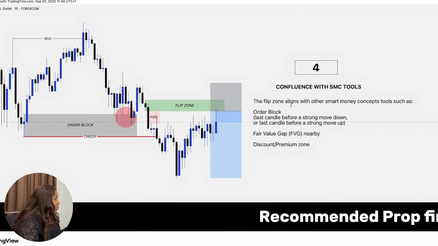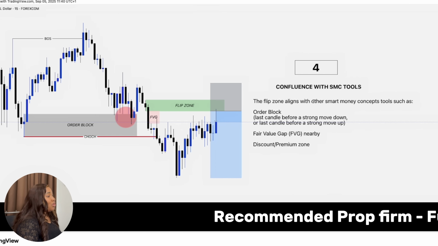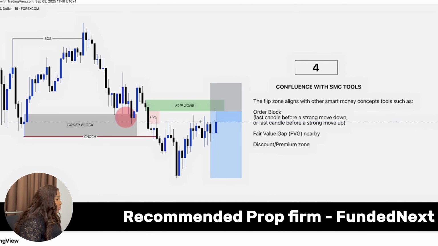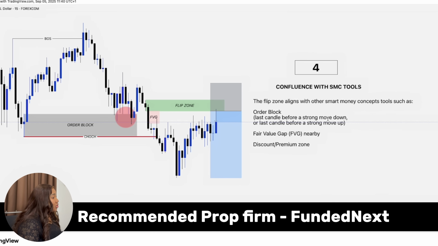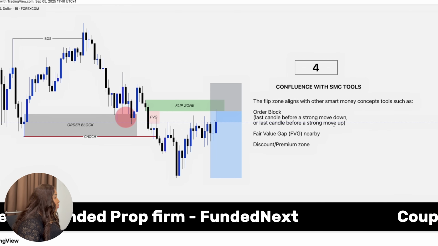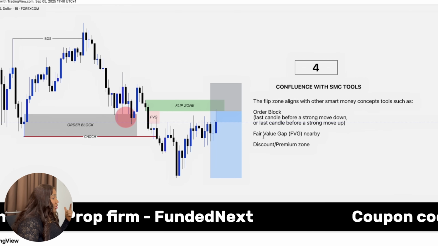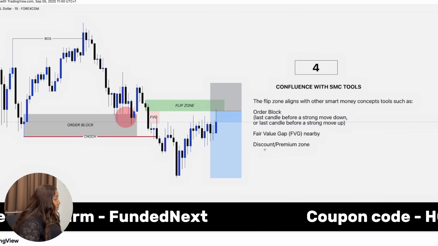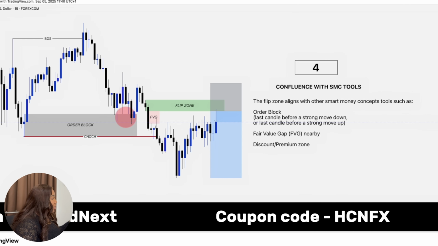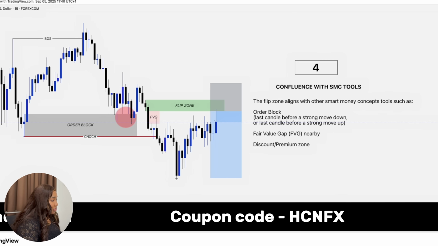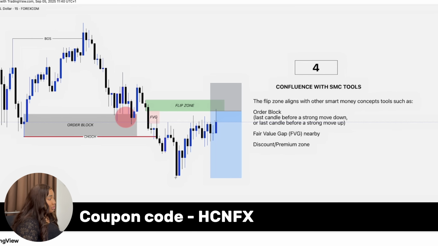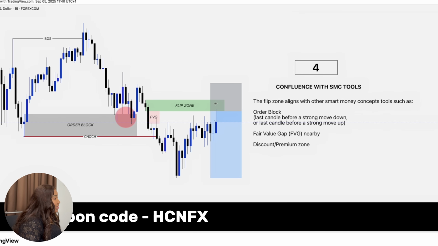Now, the flip zone aligns with other smart money concept tools, such as order block. So when mapping out your order block, you look out for the last candle before a strong move down or the last candle before a strong push up. And you can also make sure that there is fair value gap nearby and then work with discount and premium zone. That is for the flip zone. So once price clears the structure, you look out for the order block that cleared that structure. That is what you will map out as the flip zone.